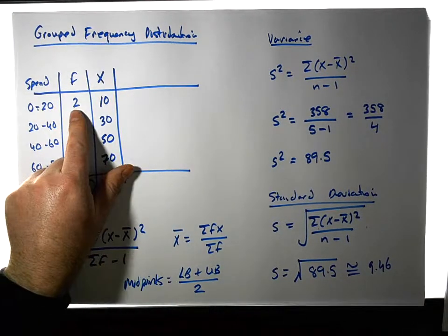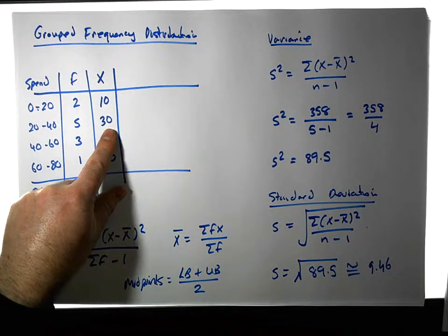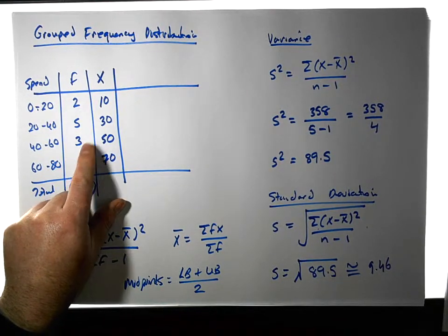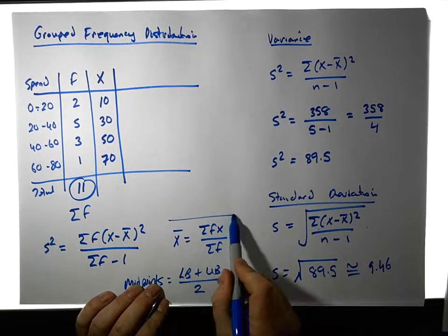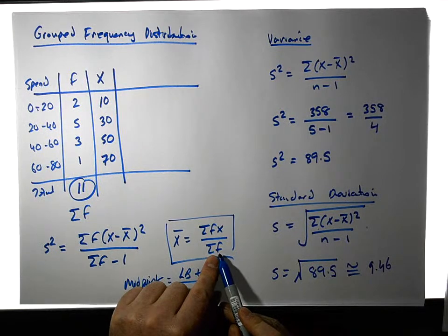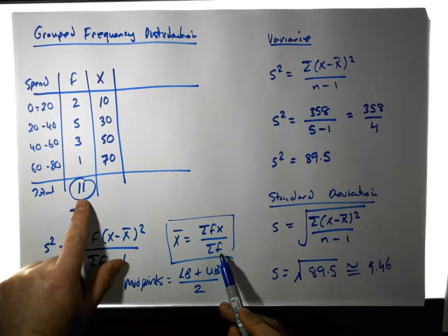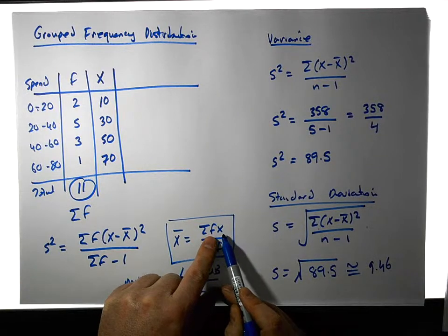So we're going to assume that these two people responded with a value of 10. These 5 all responded with a value of 30. These 3 all responded with a value of 50, and so on. Okay? And now we can calculate our mean value. To calculate the mean, we need the sigma f, the sum of the f's. Well, we have that there, the sum of the f column. But we also need the sum of the fx column.